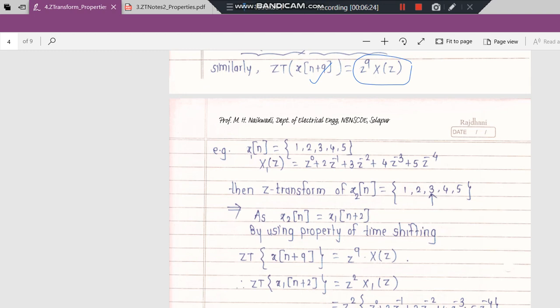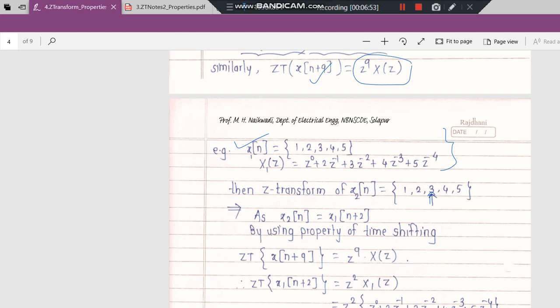Suppose you are given a signal x of n which is 1 2 3 4 5, and the signal is starting here. We know the Z transform of this; we have solved this numerical for causal sequences. Now if you are asked to find the Z transform of the same signal, but now the signal is starting from here, so this is your zeroth sample.